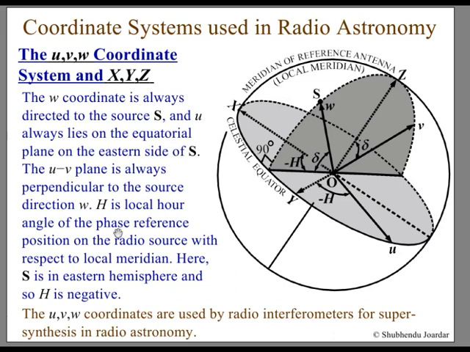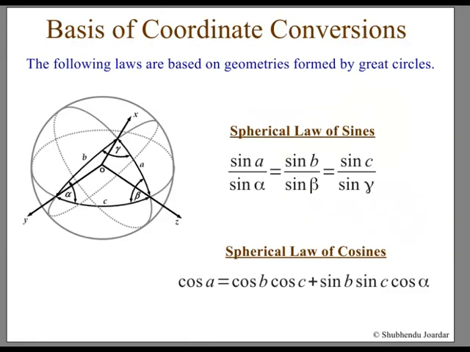The UV plane is always perpendicular to the source direction W. H is the local hour angle of the phase reference position of the radio source. Well, the phase reference position is a point on the radio source which you take to be 0 with respect to the local meridian. Here S is the eastern hemisphere, and so H is negative. Okay, the UVW coordinates are used by radio interferometers for supersynthesis in radio astronomy, a technique that I will be describing later. So this is not much informative, but this may keep an image in the back of your memory.